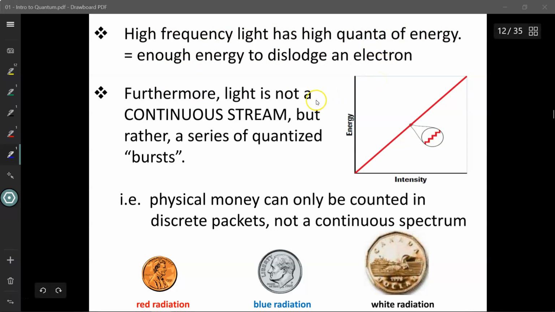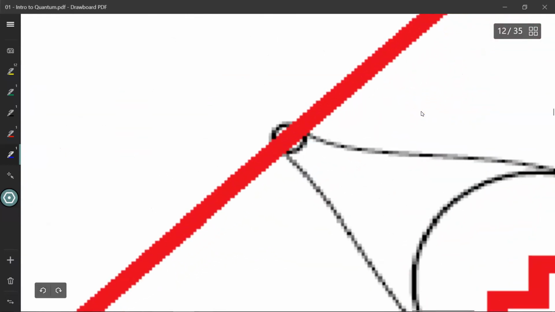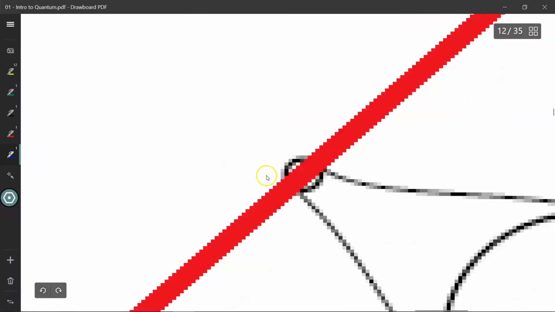Einstein and Planck then go on to suggest that light is not a continuous stream, but rather a series of quantized bursts. So from our perspective, light behaves as a continuous stream, like this line over here, a smooth ray. But if you get up close to it, you realize that smooth line is not actually a smooth line, but it's actually pixelated, individual pixels. Similarly, light is not just a smooth continuous stream, but rather a series of quantized bursts, little individual packets or photons of energy.